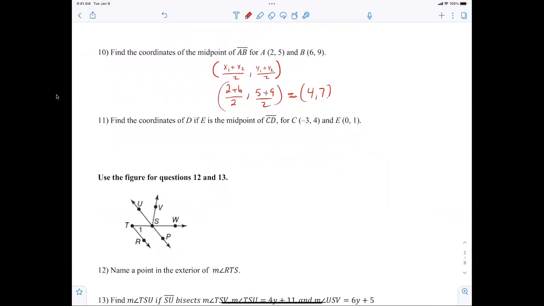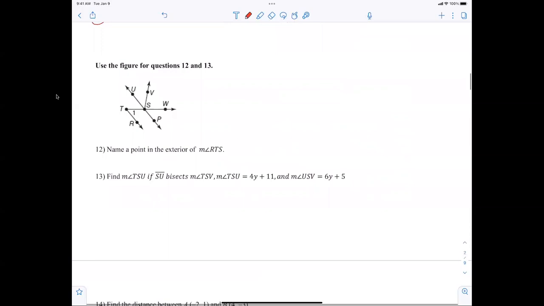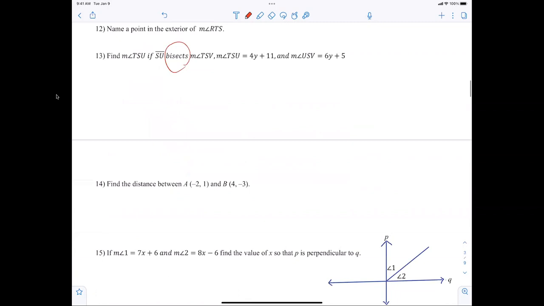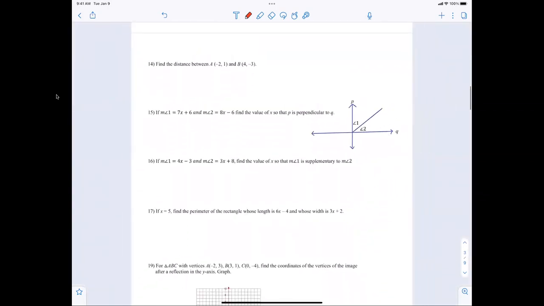11 was okay? 11 is all right? Anybody else on the first page? Bisect. Remember, bisect just means cut in half. Anybody have any questions on the first page? All right, let's check out the third page.